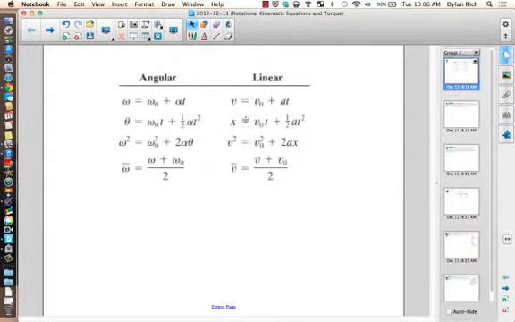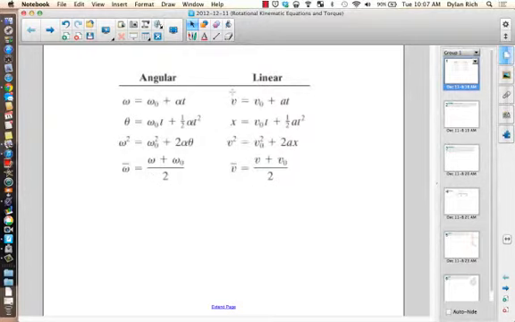Compare these two. They're exactly the same. Every time you see an a over here, you see an alpha over here. Every time you see a v over here, you're going to see an omega over here. Times are going to be the same. Time doesn't change in angular motion. V naught, omega naught. They all correspond. So most of the equations that you know translate over into an angular form.